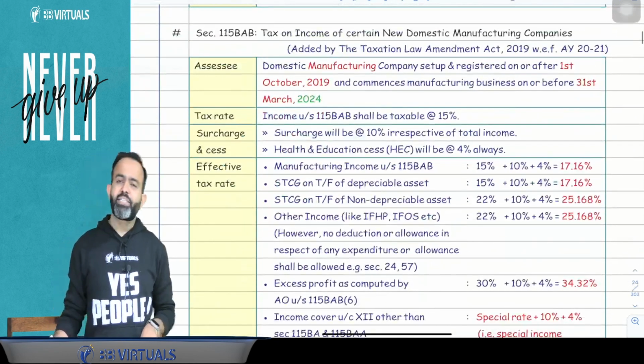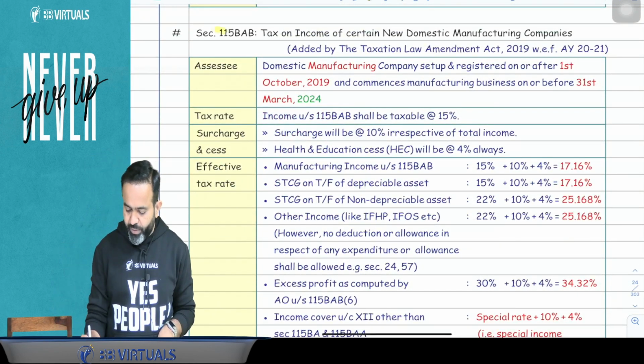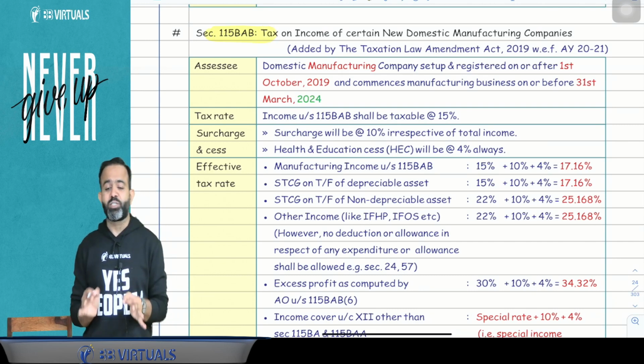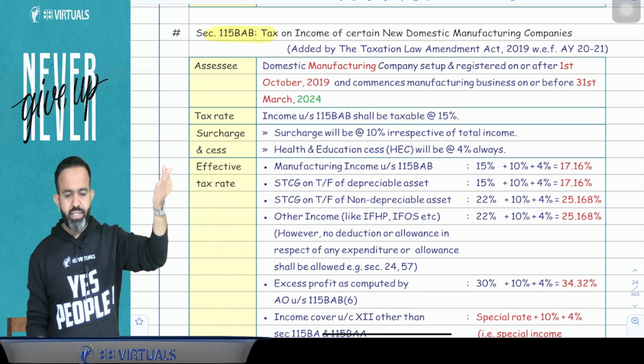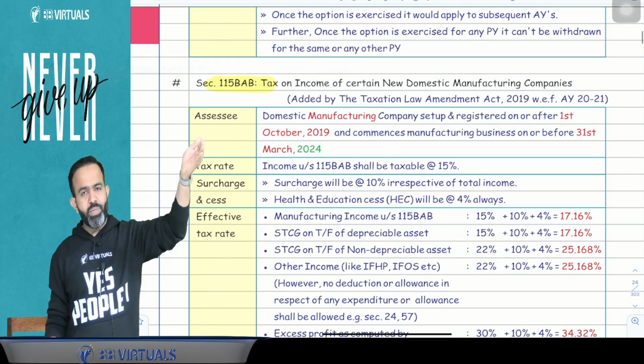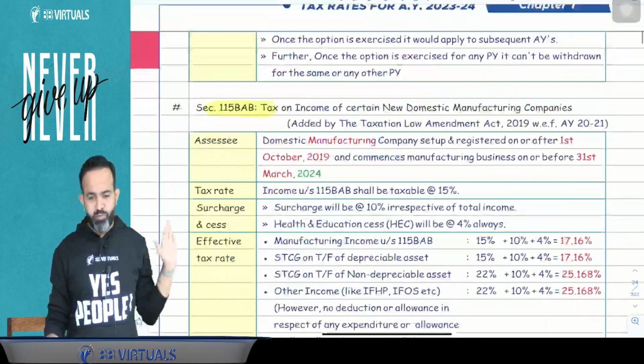Yes. Now the next section is 115BAB, and 115BAB is also a very necessary section for your examination, because in the first question of PGBP in the examination, either you will get the question from 115BAB or you will get the question from 115BAA.